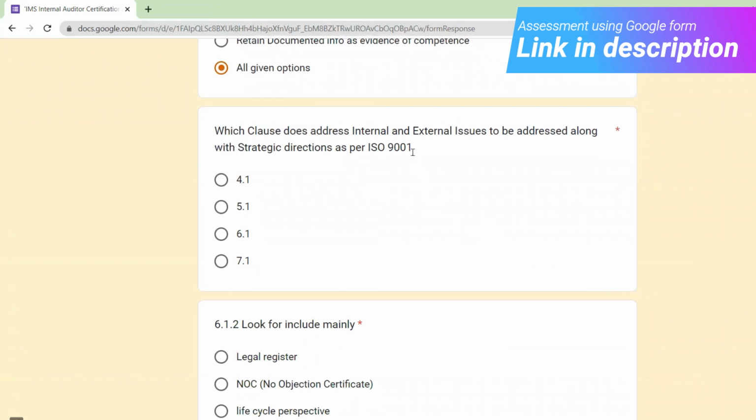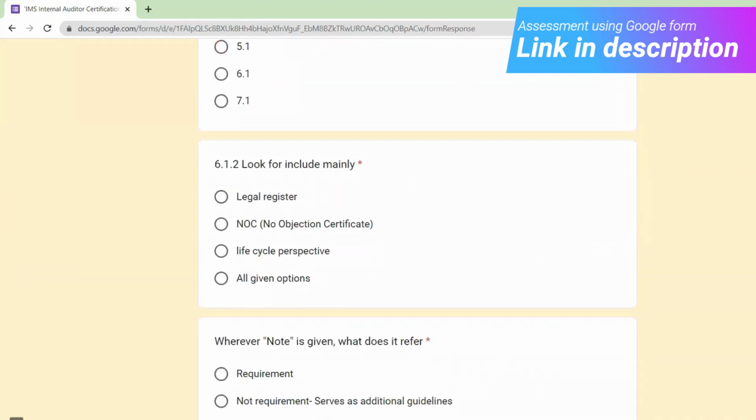Which clause addresses the internal and external issues? It is in 4.1. And 6.1.2 looks mainly at compliance. For example, in 6.1.2, you can look for the legal register, you can look for a no objection certificate, you can look for a life cycle perspective, all given options.